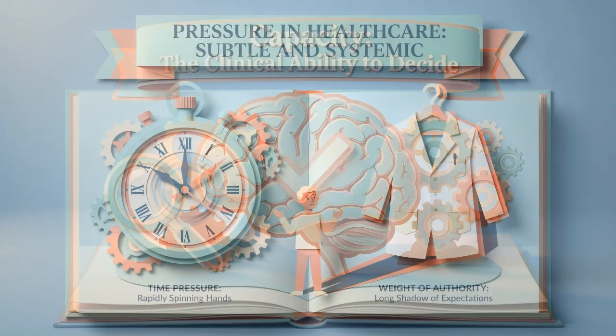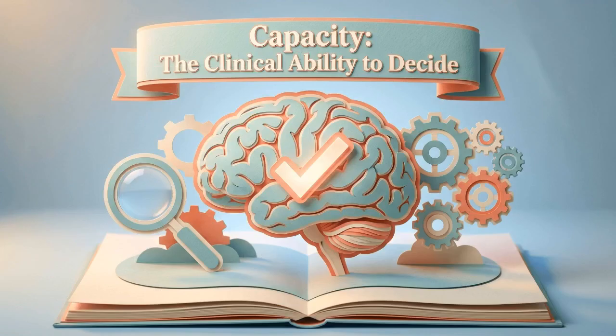Finally, we arrive at the fourth pillar of valid consent, capacity. This refers to the patient's clinical ability to understand and evaluate the information provided to them at the precise moment the decision is being made. Capacity is not a fixed state. It can fluctuate based on factors like illness, medication, or stress.